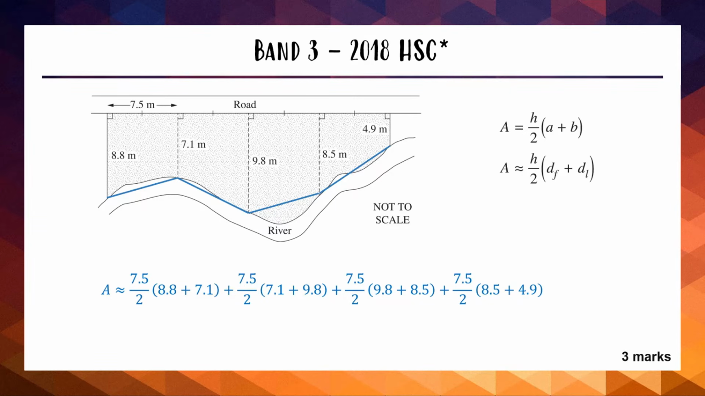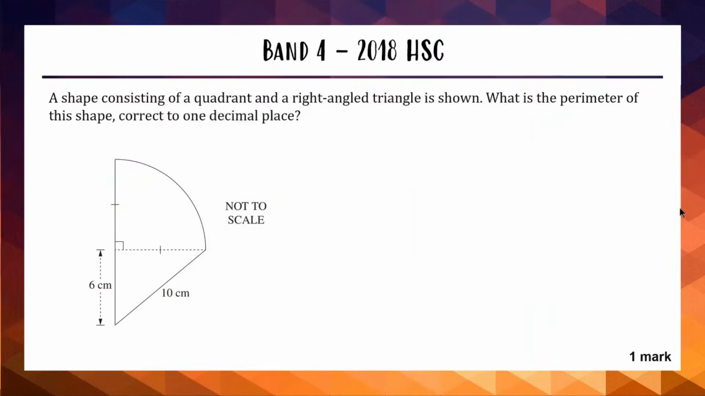If you put it through correctly, you should get an answer of around 241.875 meters squared. The question didn't specify any rounding, so you can leave your answer in any form you want. I'm just going to leave mine as 241.875 meters squared. Okay, cool. If you got the same thing, you would have got 3 marks in a Band 3 HSC question. Let's go and look at the next one.